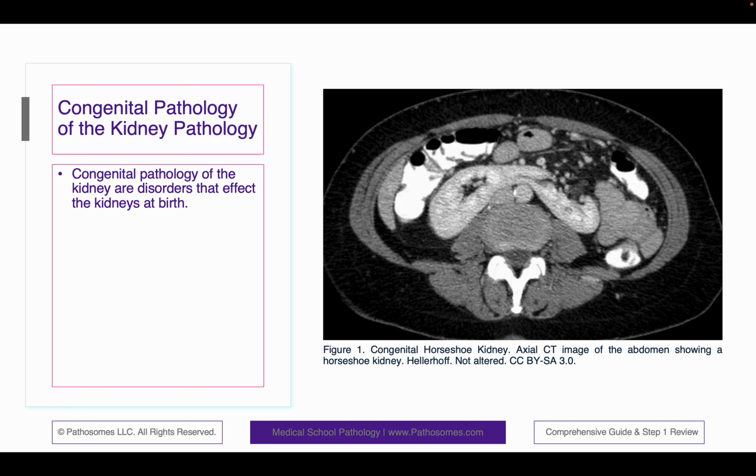Congenital pathology of the kidneys are disorders that affect the kidneys at birth. Right? Can you recognize what's going on here in this image to the right? CT scan. Kidneys shouldn't be connected. Yes, horseshoe kidney. You remember that? You actually have a differential for that. If this is a female, what condition does she most likely have? Turner syndrome, maybe?